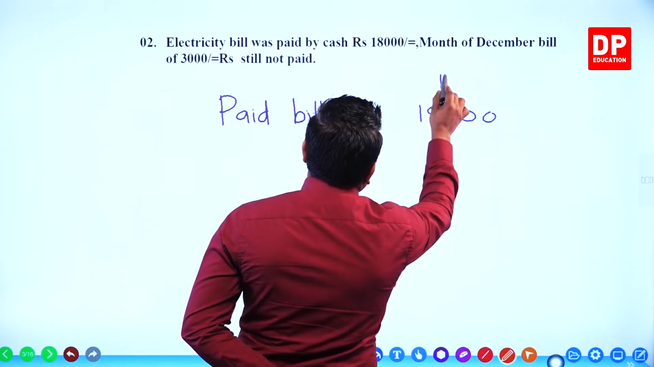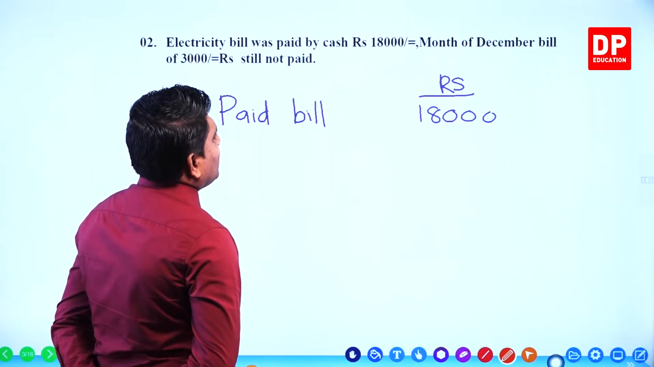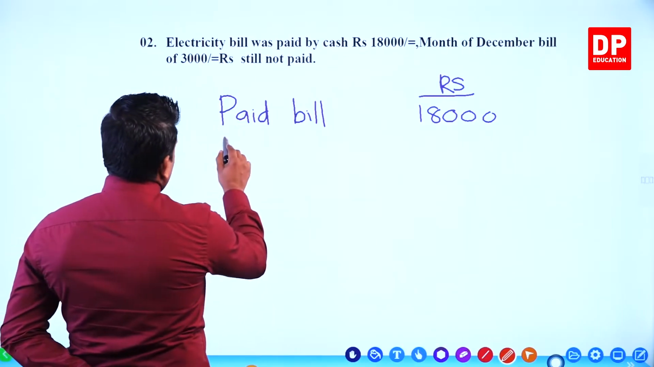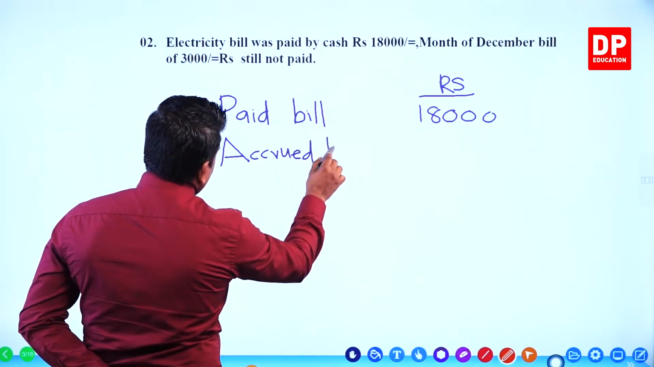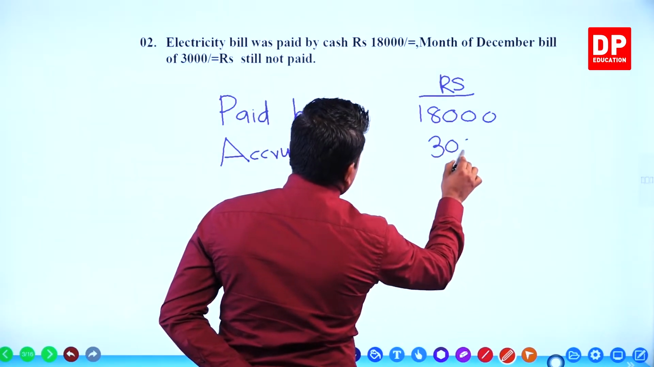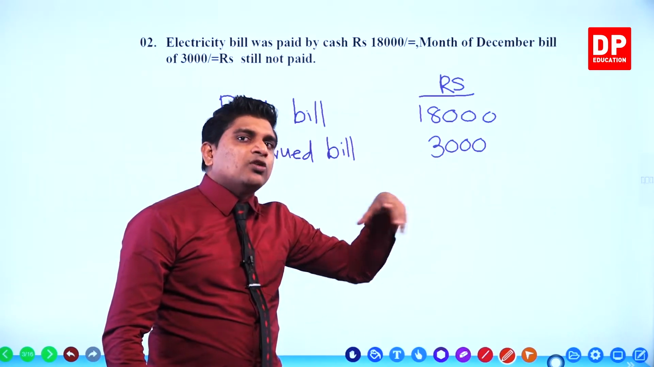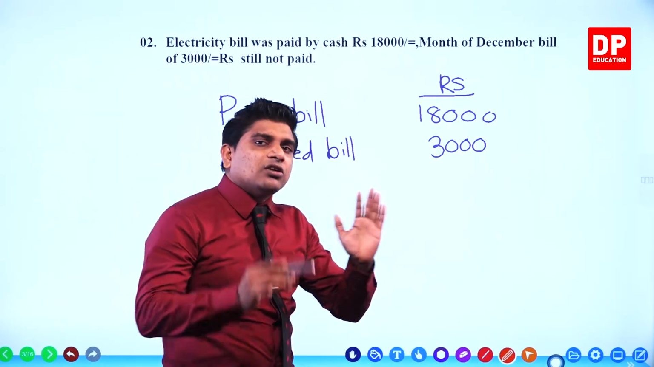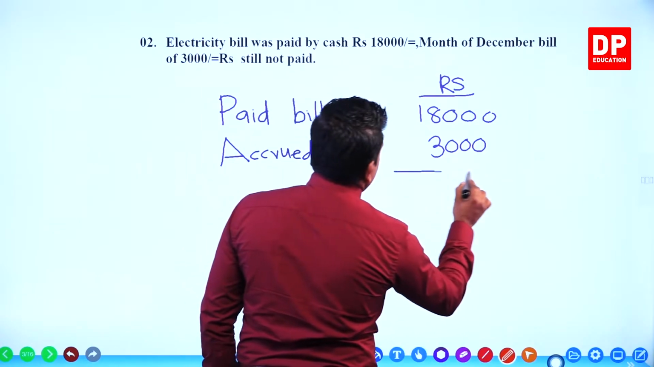You know these are rupees, not dollars. The month of December bill of 3,000 is still not paid. Then accrued how much? Accrued expense, accrued bill how much? 3,000. Already paid 18,000. The month of December payment is still to be paid. We didn't pay. How much? 3,000. The total electricity bill expense for the year, how much?